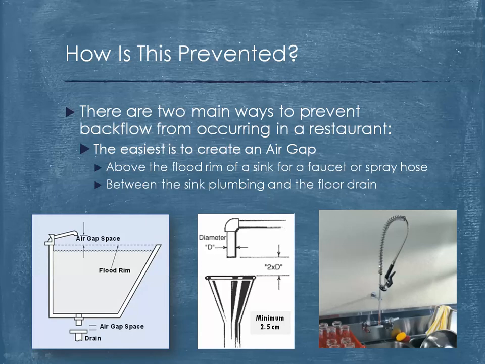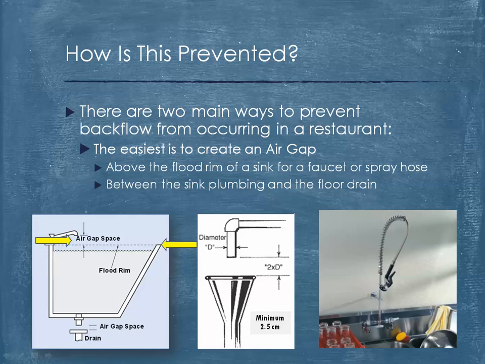The next process you need to understand is how to prevent backflow from occurring. There are two main prevention methods that you will need to understand. The first is an air gap. An air gap is simply a space provided between the water supply and any source of contamination. In the picture on the left, you can see some common air gaps on a sink. The first is the space created between the flood rim of the sink and the end of the faucet. The flood rim is the highest point water can reach on the sink before it floods.